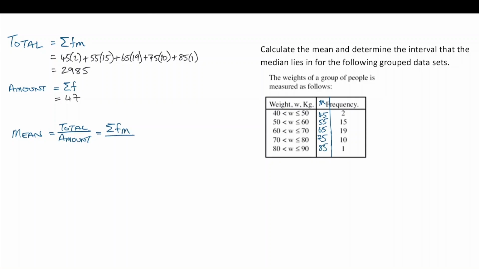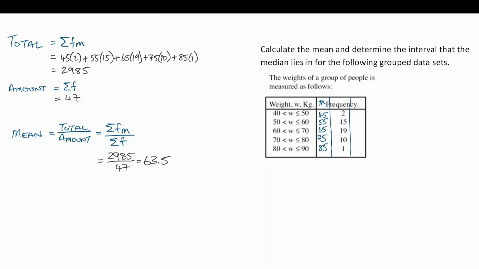Okay, so a formula for the mean is now sum of fm divided by sum of f. Sigma fm divided by sigma f. The two values we just found lead to a mean of 63.5.